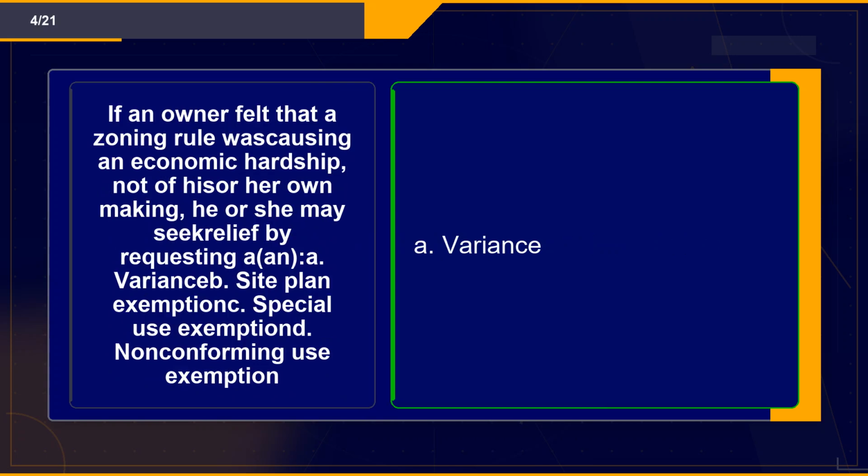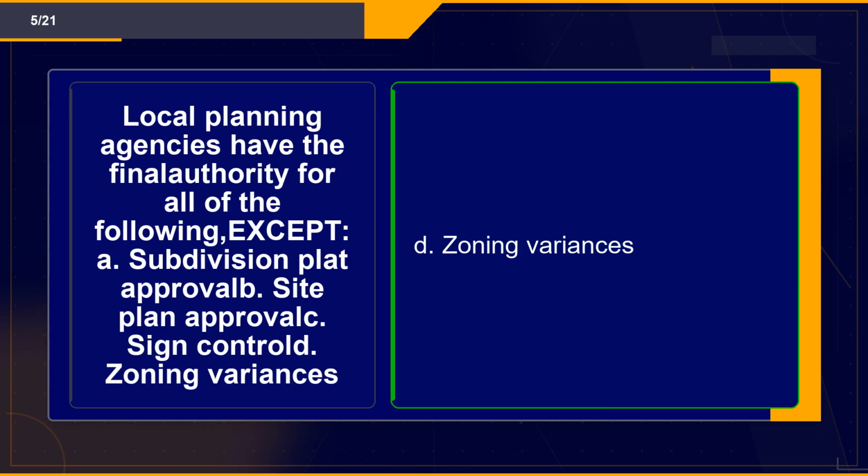Flashcard 4. Term. If an owner felt that a zoning rule was causing an economic hardship, not of his or her own making, he or she may seek relief by requesting an A. Variance, B. Site plan exemption, C. Special use exemption, D. Non-conforming use exemption. Definition. A. Variance.